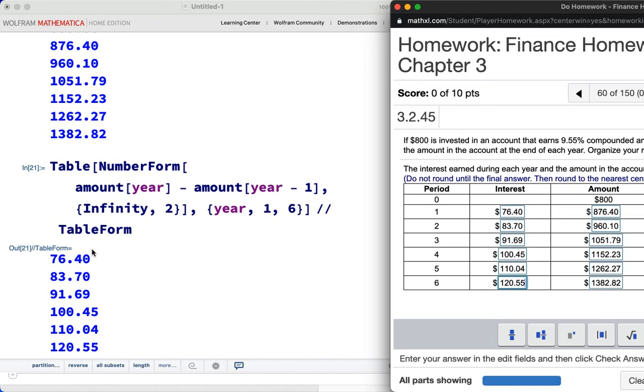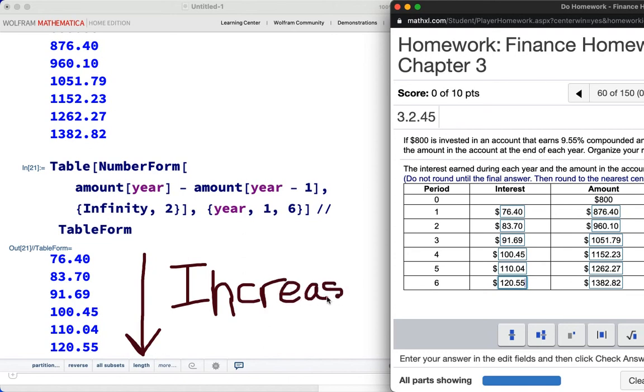So here you can see the difference between simple interest and compound interest. With compound interest, the amount of interest per period keeps getting bigger and bigger. It keeps increasing. So we start with $76.40, and then it just keeps getting bigger until finally we reach $120.55. So that's the difference between simple interest and compound interest. With simple interest, these amounts would all be the same. With compound interest, the amounts keep getting bigger and bigger.